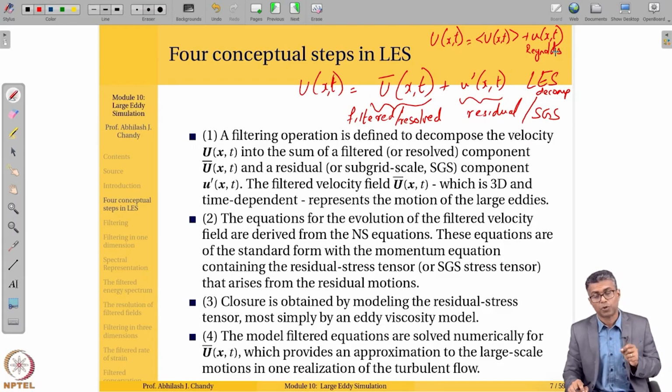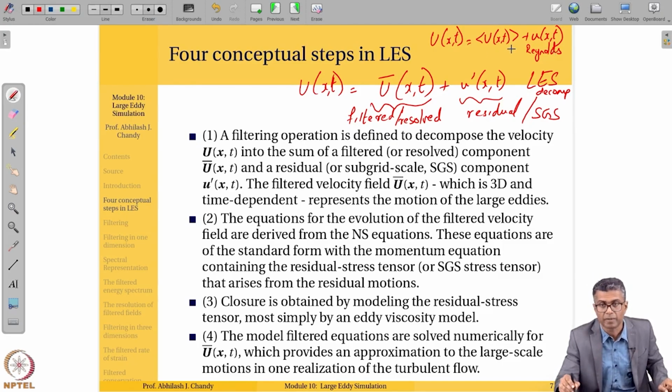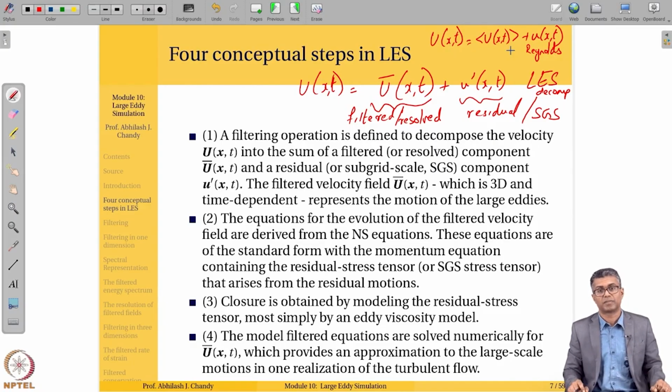The filtered velocity that you get is 3D and it is transient. It is time dependent. Here, when you take a mean of this, it is no longer transient, because you are taking a time average of it in the Reynolds decomposition. The filtered velocity field, on the other hand, when you filter the velocity field, what you get is a 3D filtered velocity field, which is three-dimensional, of course, and it is time dependent. And this represents the motion of the large scales.